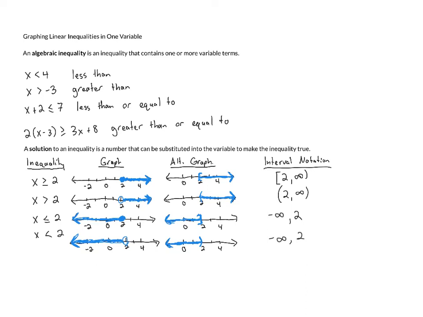But the difference here is that in the first one, 2 is a solution. We represent that with a bracket. And in the second one, 2 is not a solution. We represent that with a parenthesis. And again, we use parentheses whenever there's an infinity. So here we have interval notation.